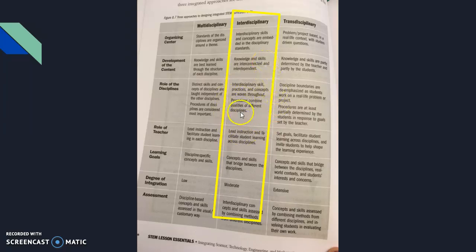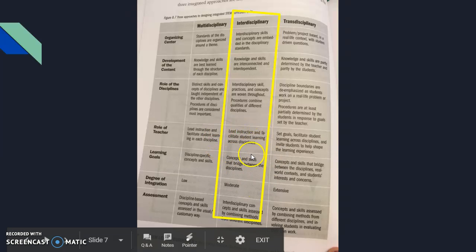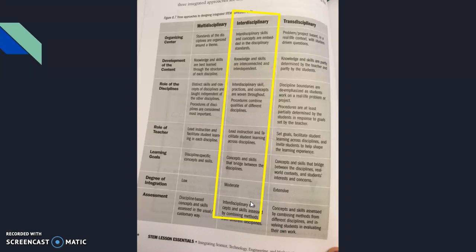And the role of the disciplines is to practice and practice that concept of angles and measuring them and finding them. My role is to lead it and facilitate and assist the students with their findings as they walk around finding the cracks and measuring them. Their goal is to learn the skill of angles in both math and science with some moderate integration, and they are assessed by combining both the methods in math and science to measure those angles as they walked around and hopefully notice them in nature now more often.